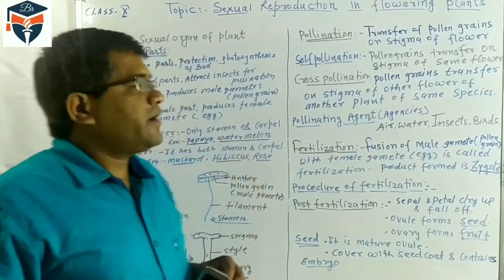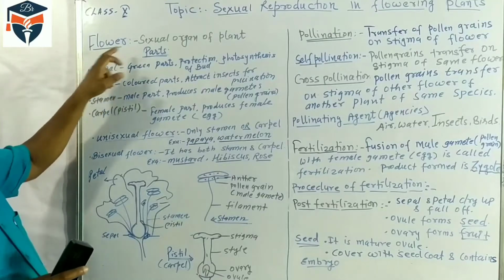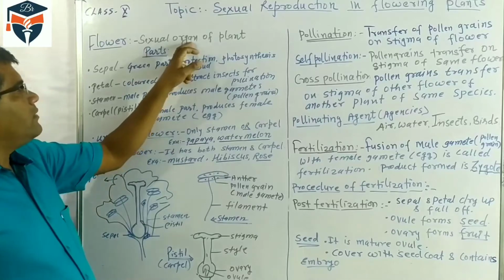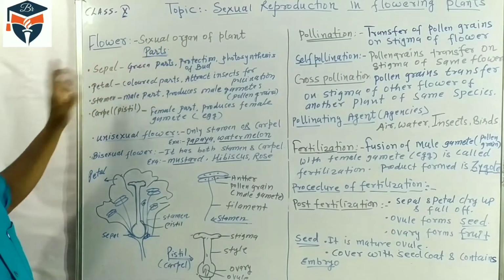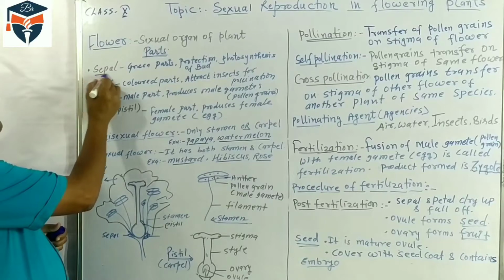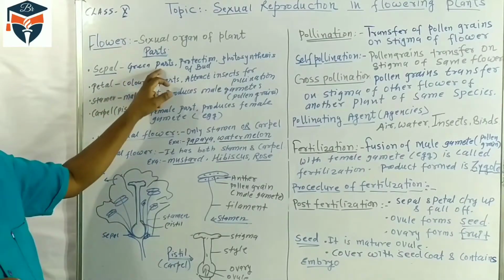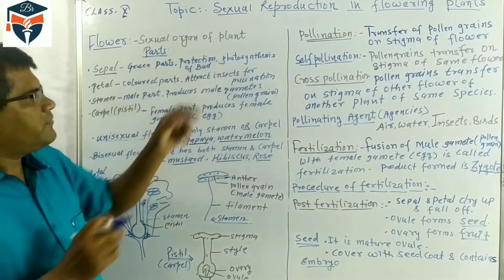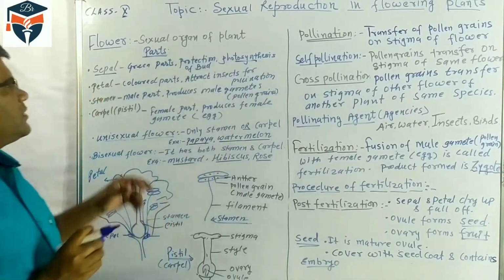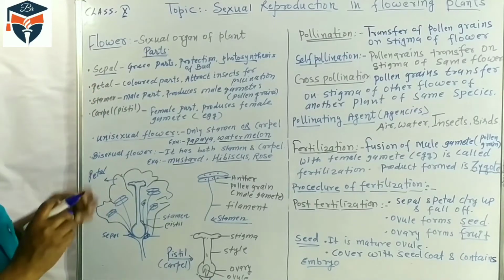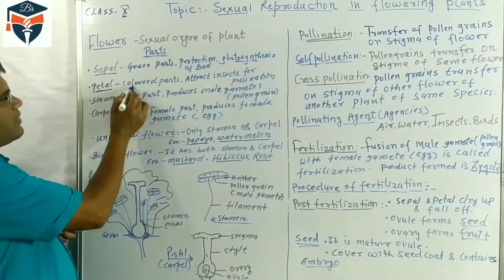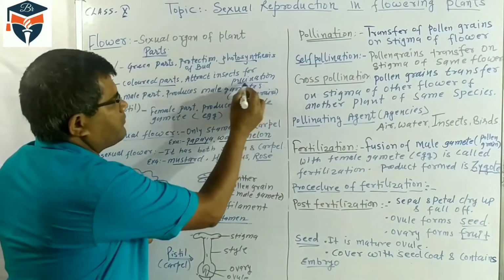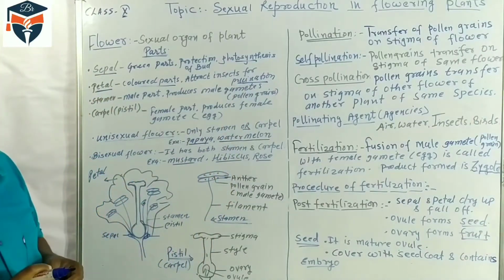Remember, the first part I told you is the sepal. The flower is a sexual organ of the plant. This flower has four parts. The first part, the sepal, as I told you, is the green part, and it helps in the protection of the bud as well as in photosynthesis, because it is green in color. The second part, the petal, is the colorful part of the flower, and it helps in pollination because it attracts insects.